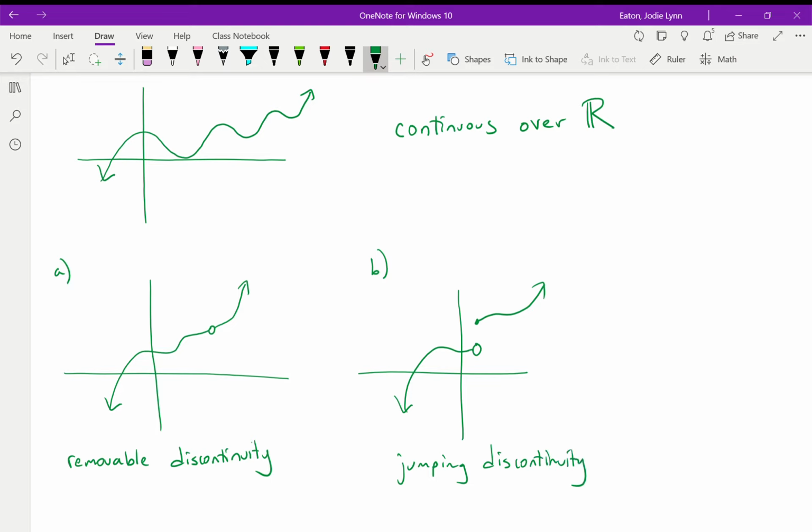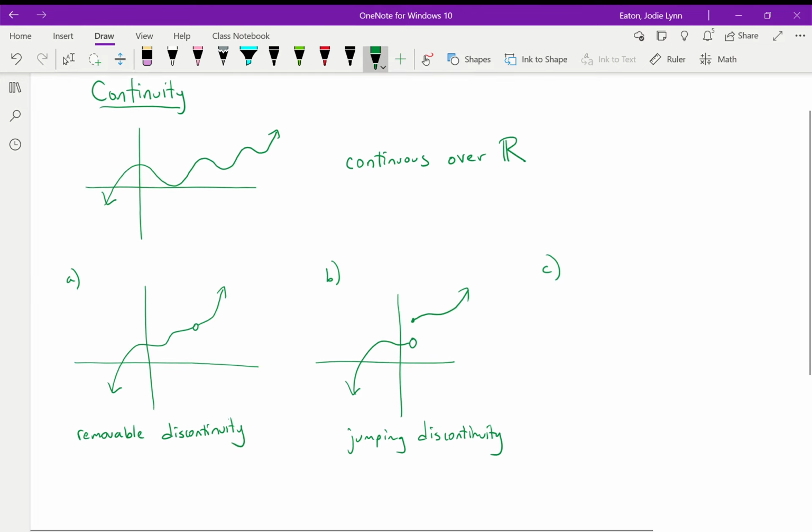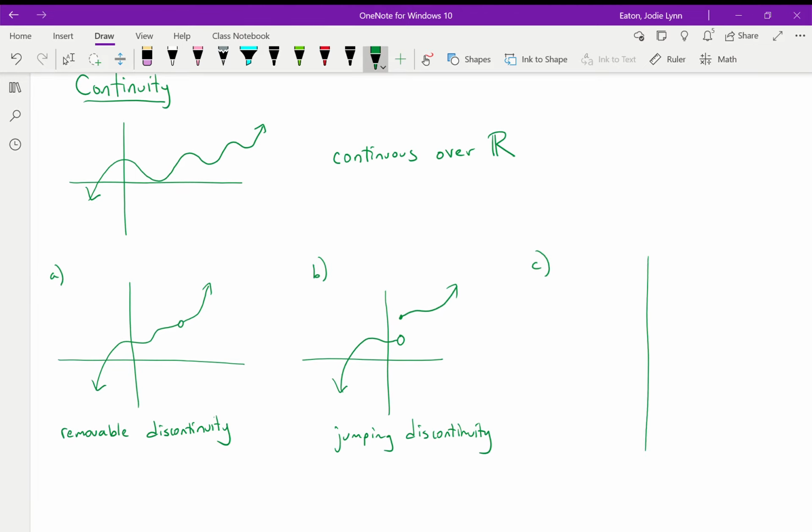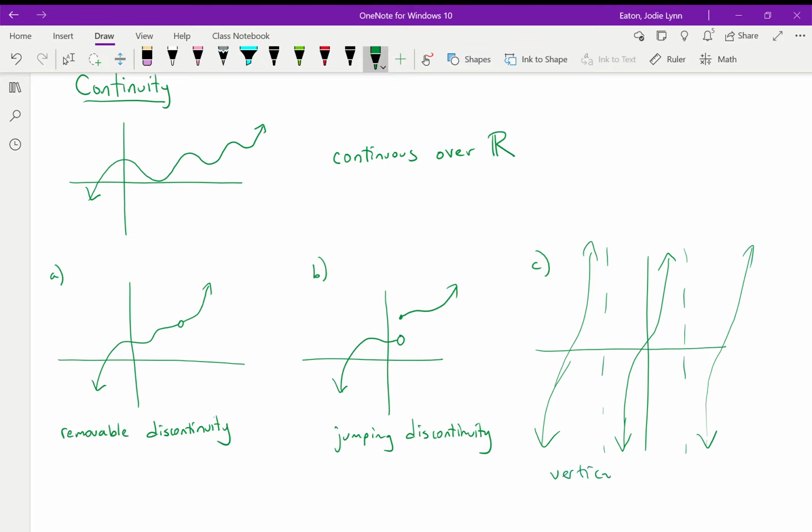What else could happen? We could have something like y equals tan x, or tan x that's been moved up slightly, and we have vertical asymptotes. A vertical asymptote can also be called an essential discontinuity. So these are vertical asymptotes or essential discontinuities.